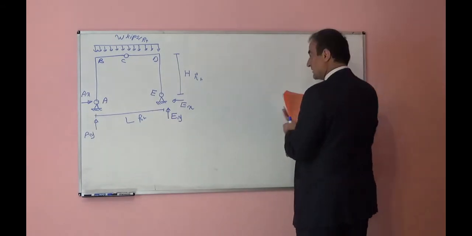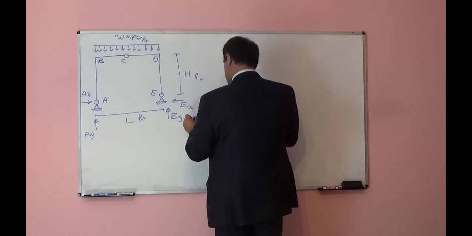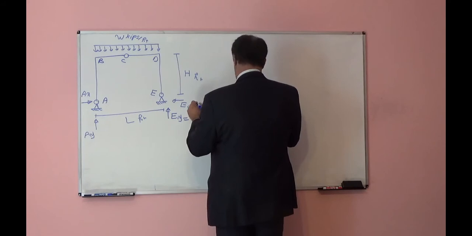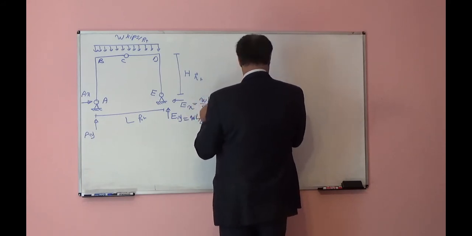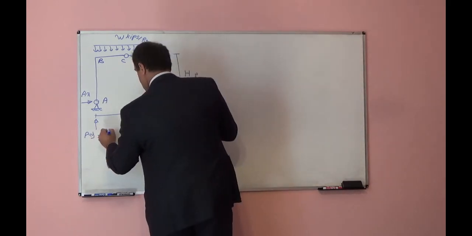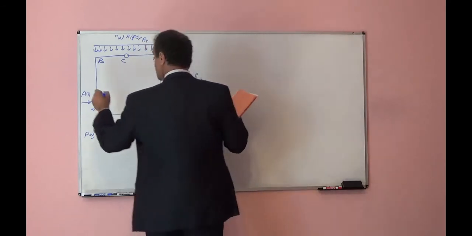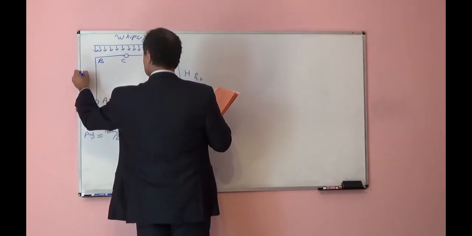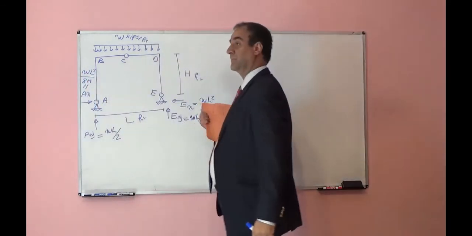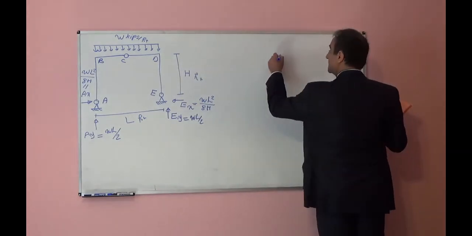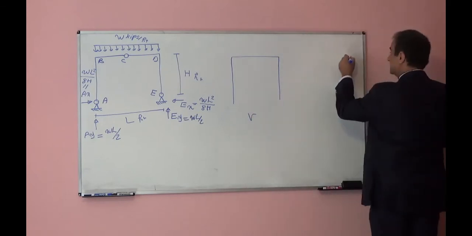So let's show the magnitude of these reactions: WL over 2, WL squared over 8H, WL over 2, WL squared over 8H. Now, shear diagram, moment diagram.